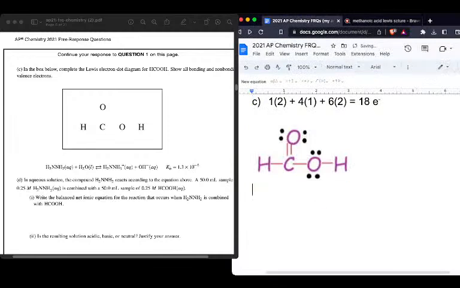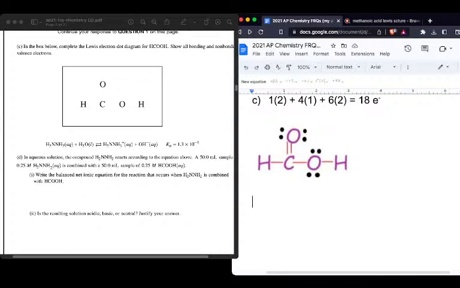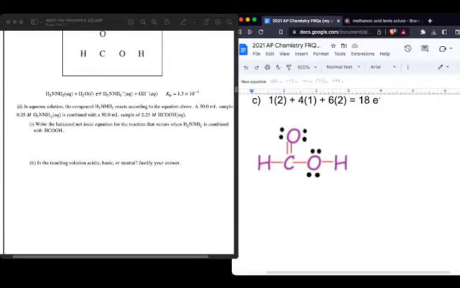Each oxygen has 2 lone pairs and 2 bonds. The oxygen that has the extra hydrogen on it is single bonded. The oxygen that doesn't have a hydrogen on it is double bonded. Good job. We all did it. All right.